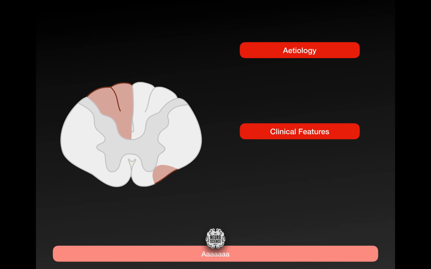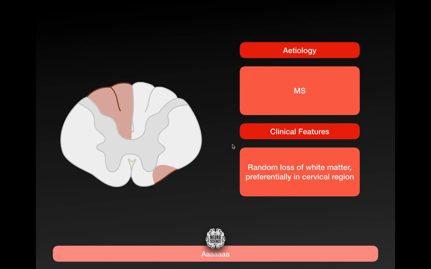Now this is a very disparate, almost patternless, there's no rhyme or reason to this. So this is classic of multiple sclerosis, okay? It's random loss of white matter, but it preferentially occurs in the cervical region. So you have weird lesions on transverse MR, but it's preferentially cervical.